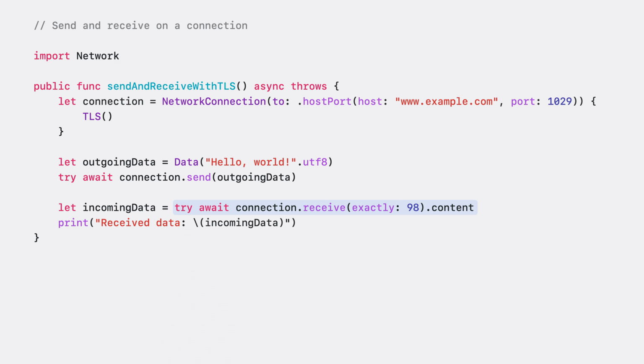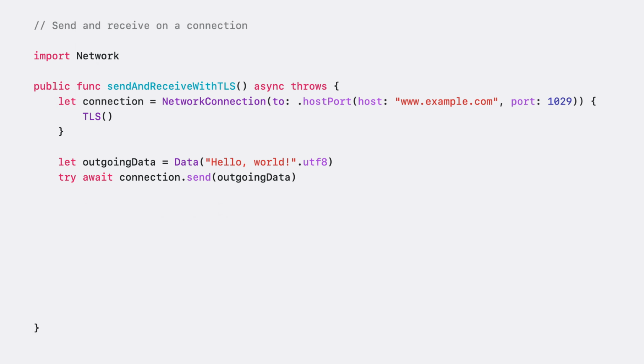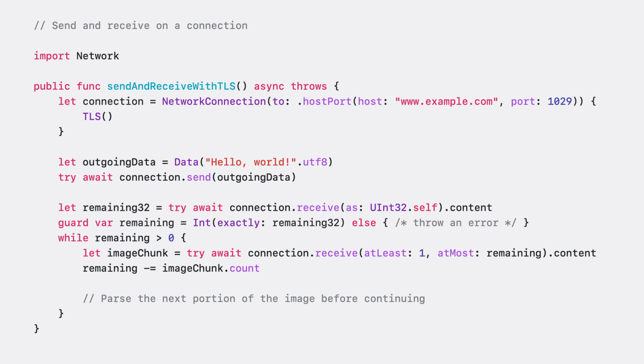Both of these functions will throw errors if the connection encounters an error. For example, if the network is lost because airplane mode is turned on, you can use the associated error to explain why the transfer was interrupted. Sometimes you don't know how many bytes of data to receive. In this example, I'm loading an image from the network. A 32-bit integer that I receive on my connection tells me how many bytes remaining of image data there are to receive. Using that value, I call receive repeatedly until the image is complete.